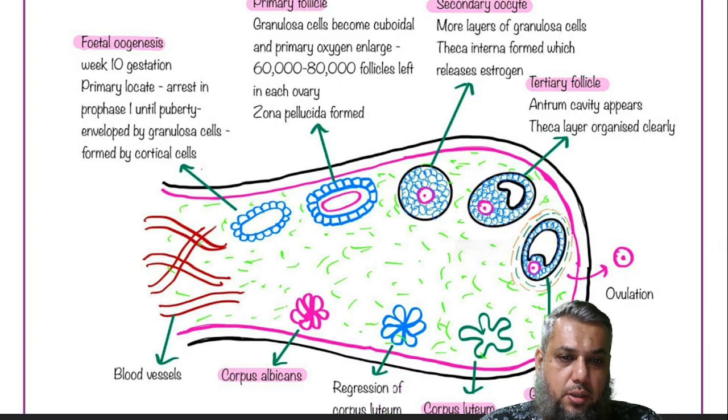Now the Graafian follicle will result in the formation of a body which is called the corpus luteum. The corpus luteum contains lutein. The corpus luteum secretes the female sex hormone progesterone and also a little bit of estrogen. Progesterone is considered to be a pregnancy hormone because it maintains the endometrium for pregnancy. If fertilization does not occur, then the corpus luteum dies, resulting in the formation of corpus albicans.